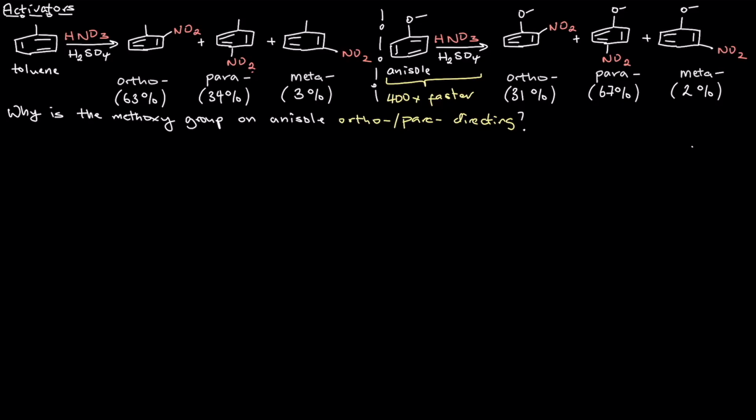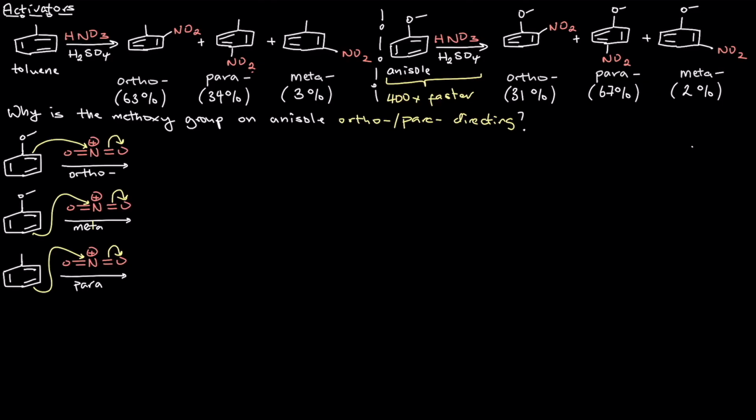Now let's describe why the methoxy group on anisole is ortho-para directing. In other words, why do you get more ortho and para products than the meta product? And once again, it all stems from that rate determining step, the formation of the sigma complex, because that's the step in which you add the nitro group to your aromatic ring. So once again, there are three possible sigma complexes, one in which the nitro group is ortho, one in which the nitro group is meta, and then one in which the nitro group is para.